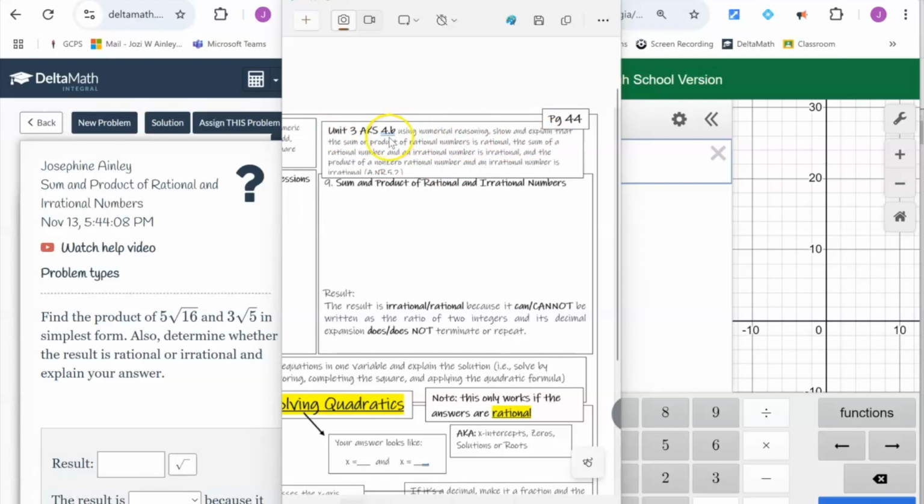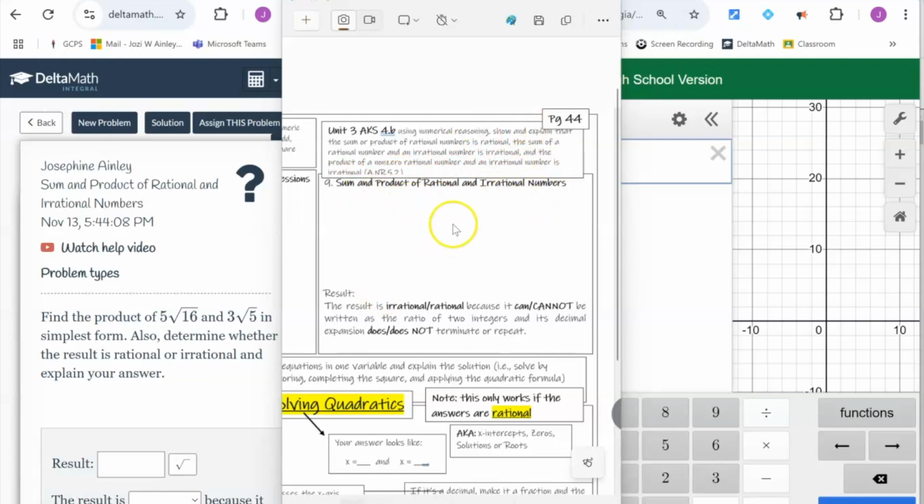The only difference is that we need to explain that the sum or product of rational numbers is rational. The sum or product of a rational and an irrational number is irrational. And the product of a non-zero rational number and an irrational number is irrational. All right, so we're going to go to sum and product of rational numbers.